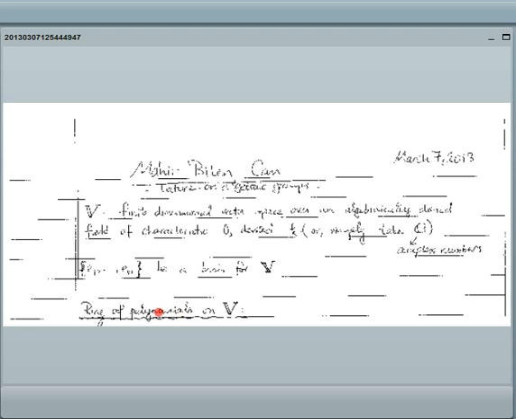Today I would like to talk about some basic algebraic geometry and some algebraic group theory. Do you have any familiarity with this subject?